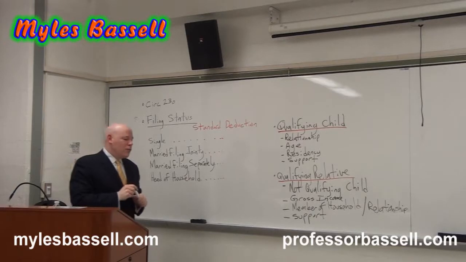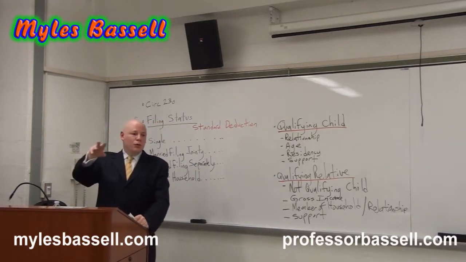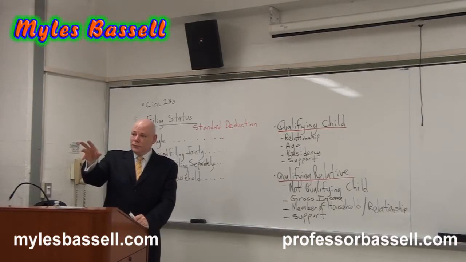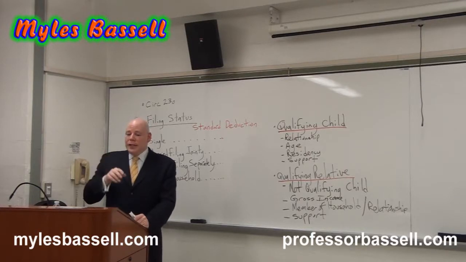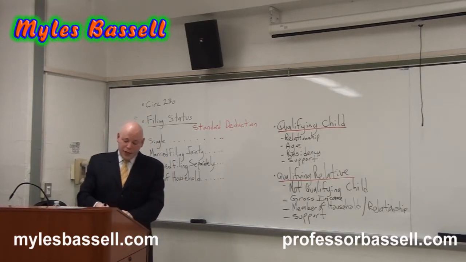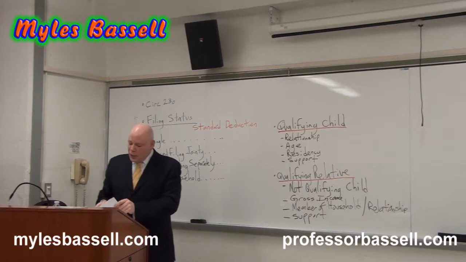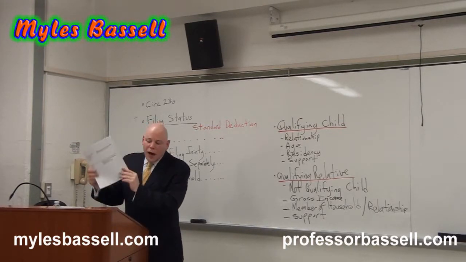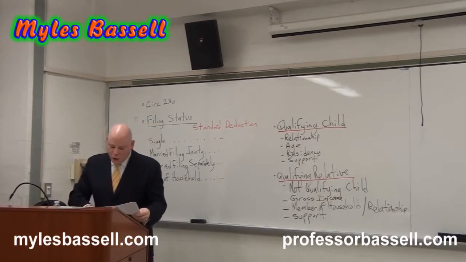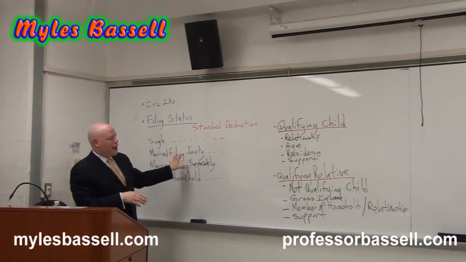All right, so I want to close the loop on something that we were talking about last time, which was Circular 230, which talks about practicing before the IRS. Now, Circular 230 is 48 pages, and a copy of it is on our course website. But I want to draw something to your attention, and then we're going to leave that, and we're going to go back to what we started talking about last time, which is filing status.